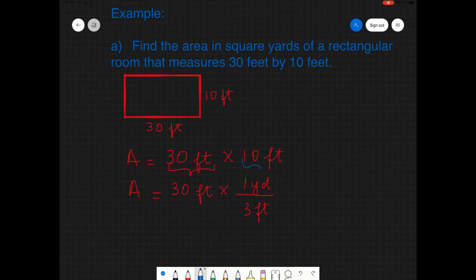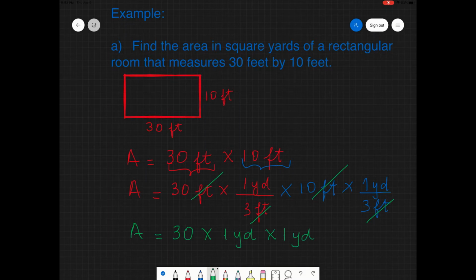Now let's convert the other quantity, which is 10 feet. So 10 feet has to be multiplied also by the same conversion factor of 1 yard divided by 3 feet. So proceeding with the computation, we can cancel feet with feet, feet with feet. So what remains is 30 times 1 yard times 1 yard. So the area is 30 square yards.